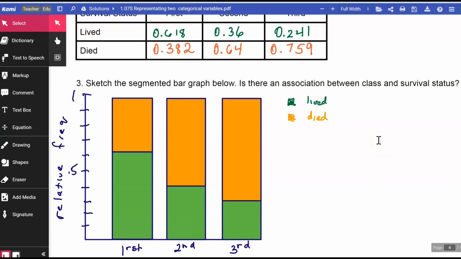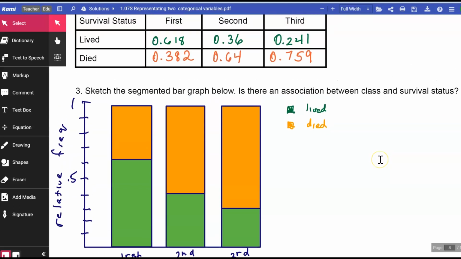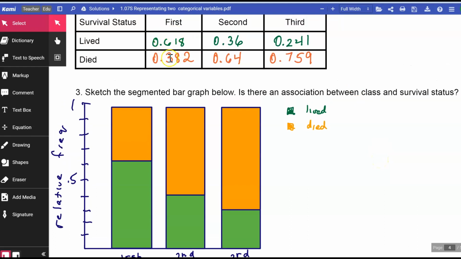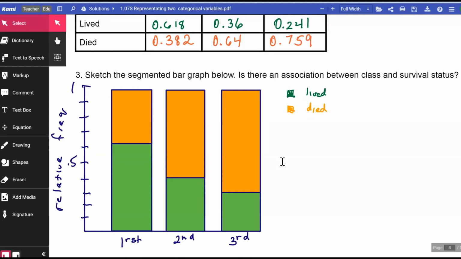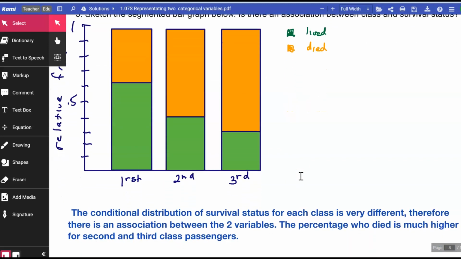So what you should notice is that when you look at the conditional distributions, so looking at the table, we can see that the numbers are vastly different, that distribution for each of the classes. And this is confirmed in our visual of the segmented bar graph. So we can see that if you were in third class, a higher proportion of the passengers did not survive, whereas in first class, the opposite was true. And so we say that there was an association.